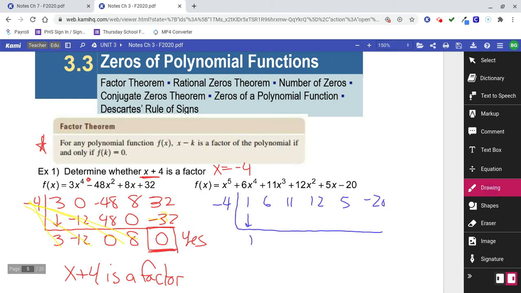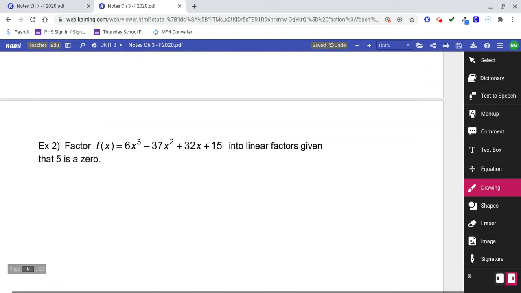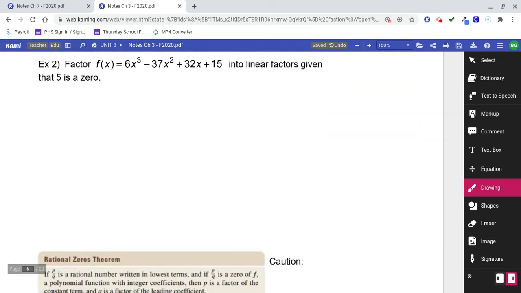Add down is 1, multiply diagonal. Add down is 2, multiply diagonal. Add down is 3, multiply diagonal. Add down is 0, multiply diagonal. Add down is 5, multiply diagonal. Add down is -40. Okay, so that number, since it's not 0, I know that no, this is not a factor. x plus 4 is not a factor. Seems simple enough because it seems like exactly what we did in the last lesson. There will be more, trust me.